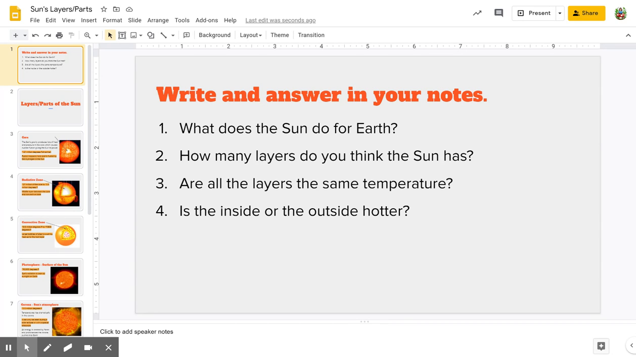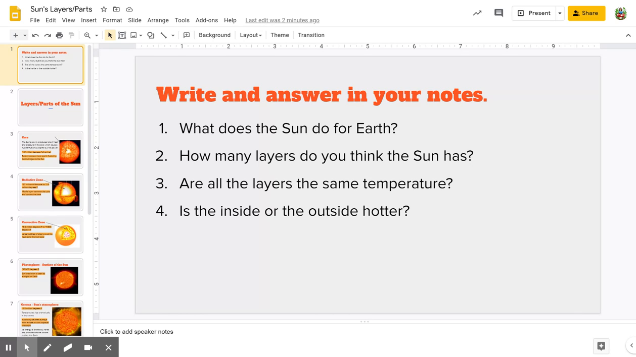So this right here is your bell ringer. It's got 4 questions, and I want you to give me everything that you already know about the sun. I want you to answer these questions. You're not expecting to know this yet, but this is what I'm going to teach you in the lesson. So I kind of already want you to have an idea of what we're talking about today.